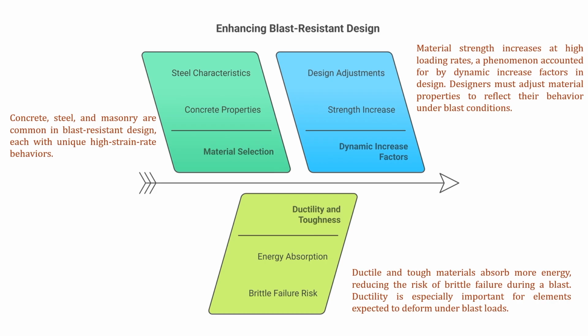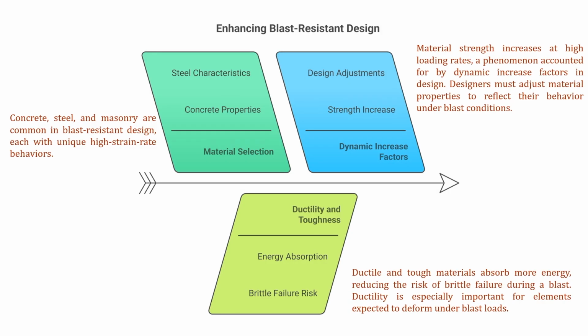But there is a catch here: though the strength of the material increases, there is a decrease in the ductility of the material. So, we need to incorporate different types of ductile materials, where we increase the energy absorption capacity of the system. Ductile and tough materials have a signature that they absorb more energy and they reduce the risk of brittle failure during a blast event. Ductility is especially important for elements expected to deform under blast loading.